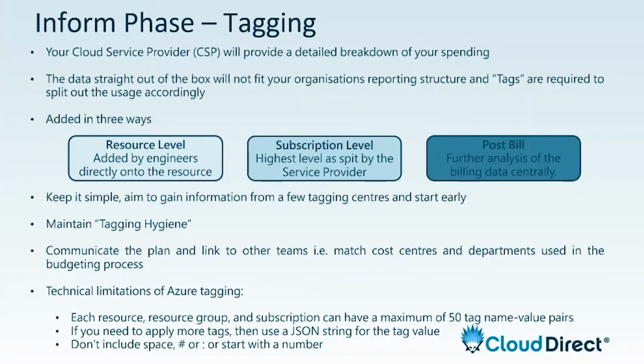Thinking back to our principles, the key here is communication. We need to make sure that tagging is being done accurately and in a timely manner. Not wanting to dive into too much of a technical level, but there are a few limitations with tagging in Azure. Each resource can have a maximum of 50 tags, which is quite a lot, but I do believe some specific resources are actually limited to 15.